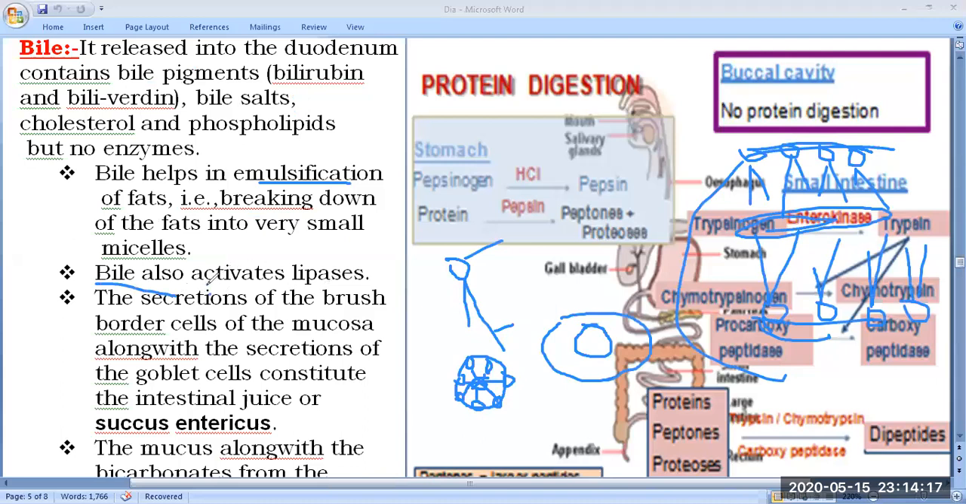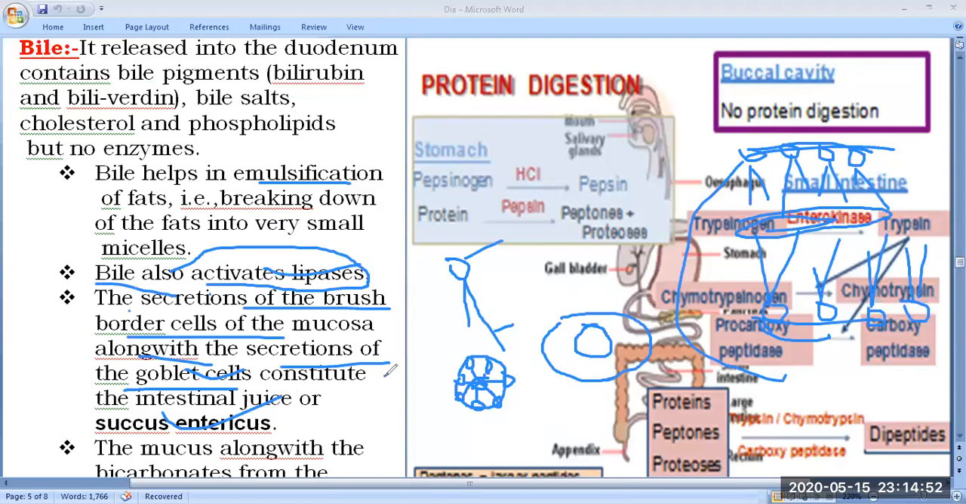Next, bile also activates the lipase, because I had already told you that detergent also has the enzyme lipase, and you know very well lipase is involved in the degradation of lipid molecules, that is lipolysis. Then the secretion of the brush border cells of the mucosa along with the secretion of the goblet cells. Goblet cells means mucous neck cells. So goblet cells as well as the brush border of the mucosa secrete one juice which is known as the Succus entericus.